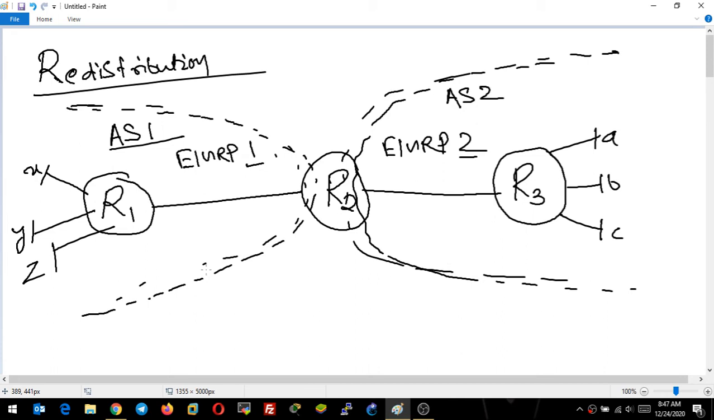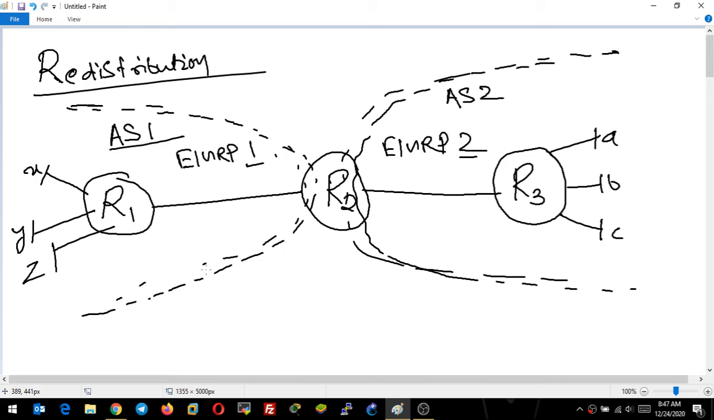I am doing the same for autonomous system 2. In this autonomous system 2 you can see at R3 I have 3 connected networks: A network, B network and C network. I did the same here at R3. I advertised those networks inside EIGRP process of autonomous system number 2. As there is a neighborship between R2 and R3 with EIGRP, R2 can receive all the information, and if you add any other routers staying inside the same autonomous system, they can also receive the information of A network, B network and C network.